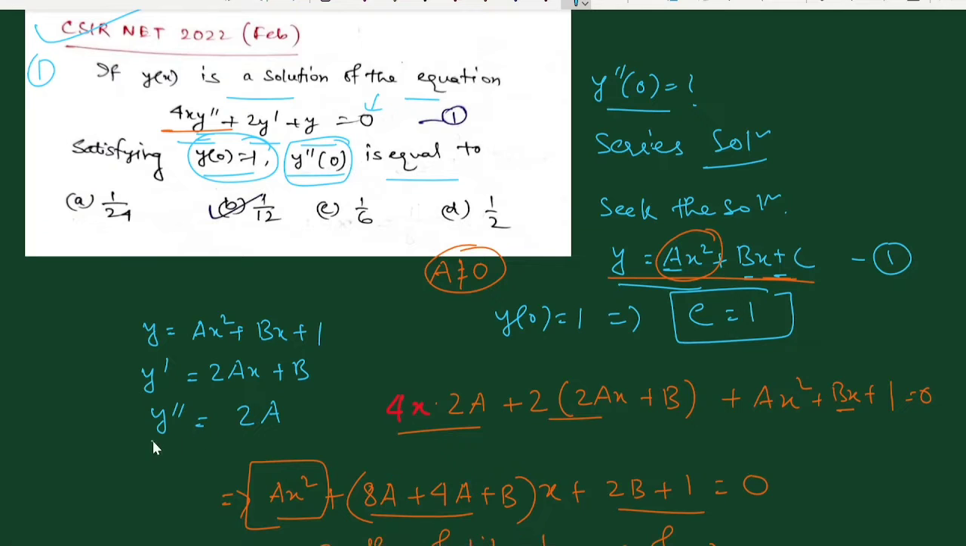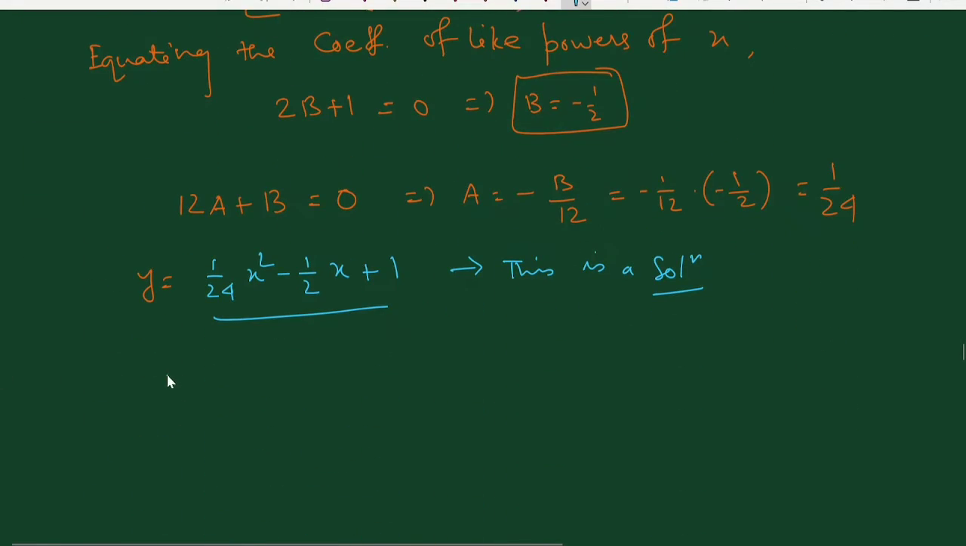So y double dash here is equal to 2a. So y double dash is equal to 2 into a, which is 1 by 24. So this is a constant term. The value of y double dash x equal to 1 by 24 means 1 by 12, which is a constant. That means y double dash at any value of x gives 1 by 12.